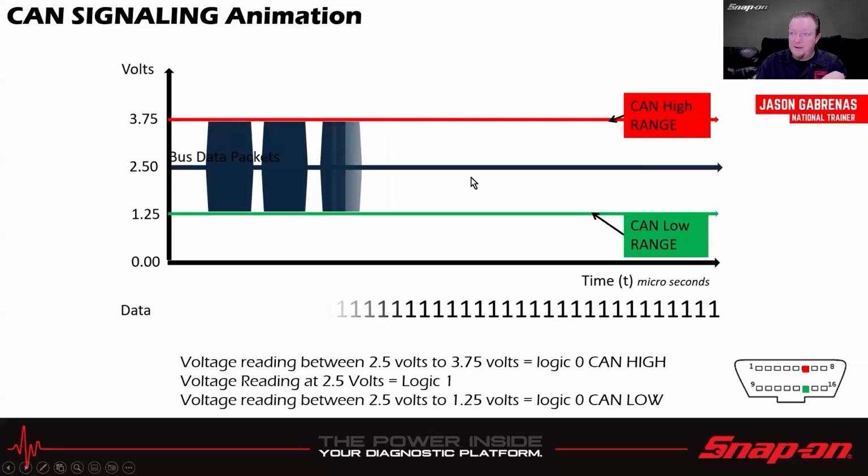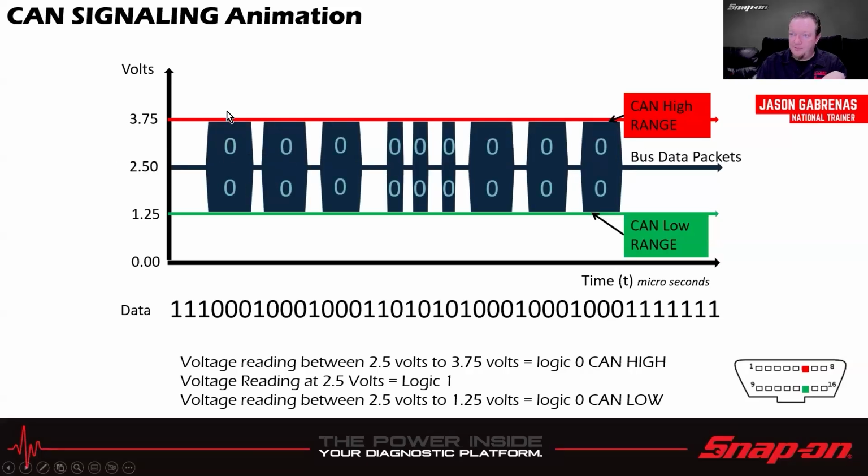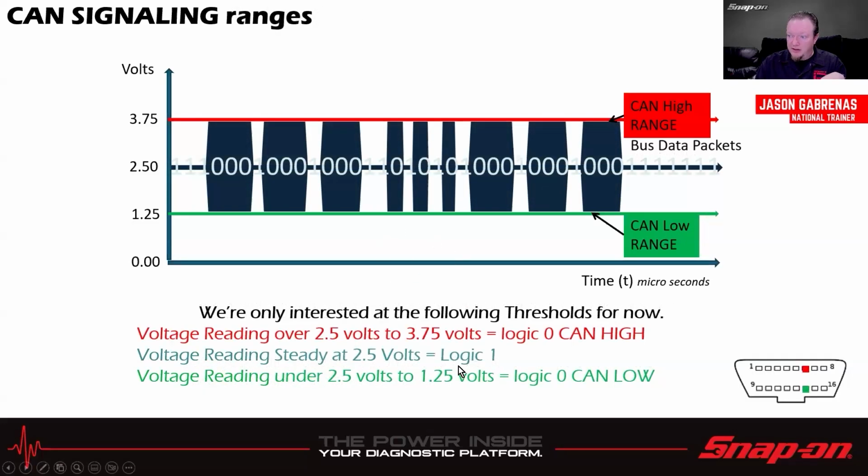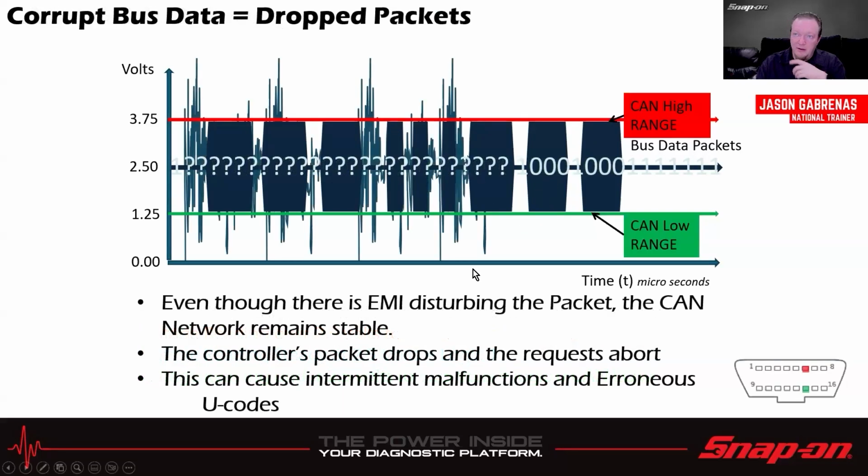When it transmits, it's going to go up by about a volt and a quarter, and down by about a volt and a quarter. And they should match on either side. I'll show you some examples of where they don't match and there's a problem. Ones and zeros, ones and zeros. Like I said, we're only interested in these thresholds: the 3.75 volts on the high side, 1.25 volts on the low side, 2.5 volts in the middle, and everything needs to stay within that range.